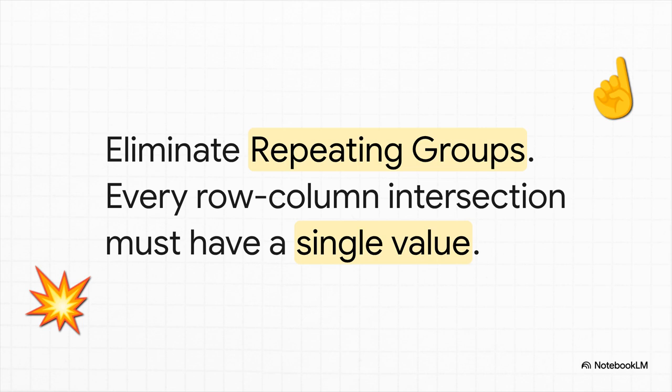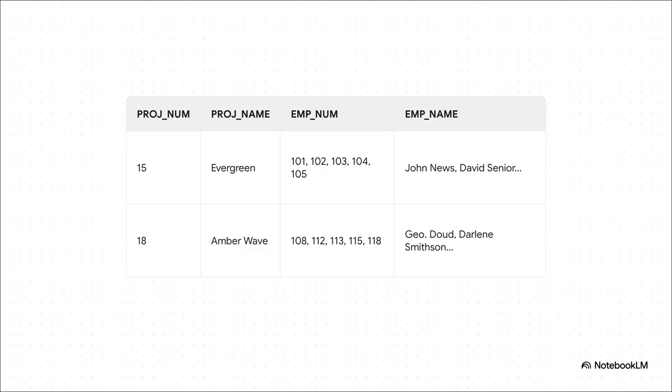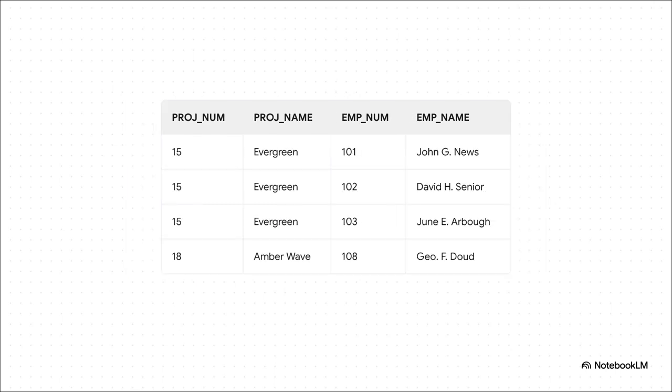That's it. So let's go back to our junk drawer. You see the problem right here? This one cell for the Evergreen project has 5 employee numbers, 5 names, and 5 job classes all stuffed inside. That is a classic repeating group, and it totally violates our first rule. So here's the fix. To get our data into 1NF, we just unpack those repeating groups. Now, every single project employee assignment gets its own unique row. See? We've solved the one piece of data per box problem.